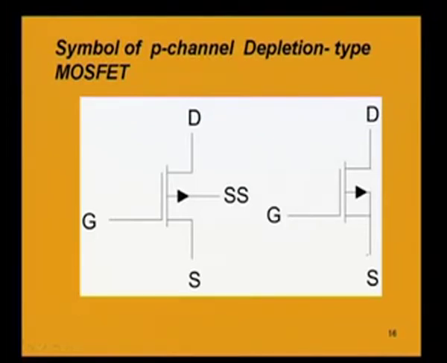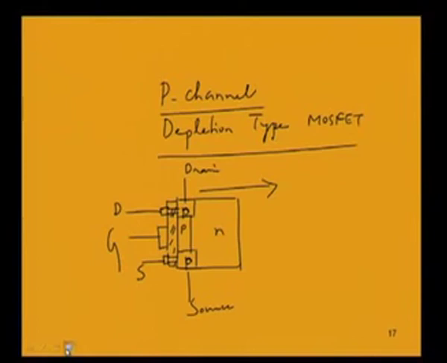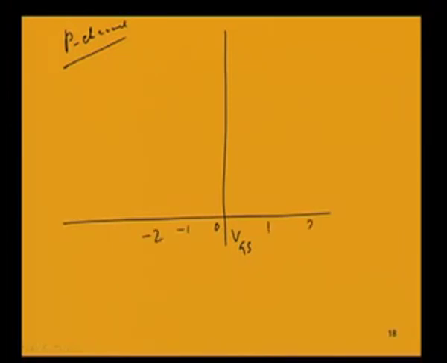Now, the transfer characteristic, if we consider it for the P channel type of MOSFET, it will be just a mirror image of the N channel, but it will be bending towards the left. Say this is 0, I am considering the P channel. So, if it is 0, then it will be -1, -2, like it will be negative, and here it will be positive. So, the transfer characteristic will be bending towards the left.